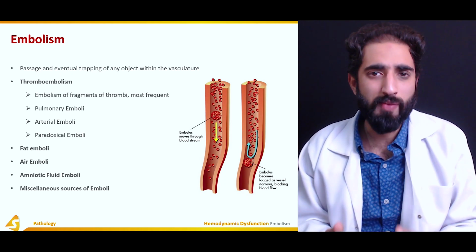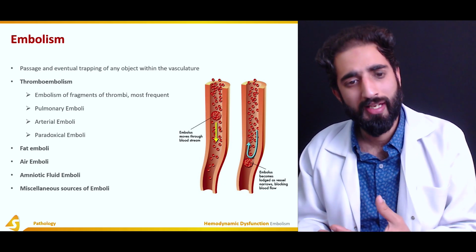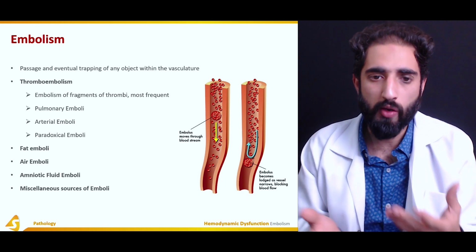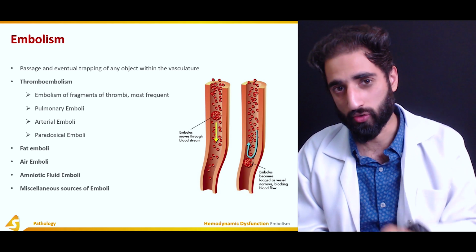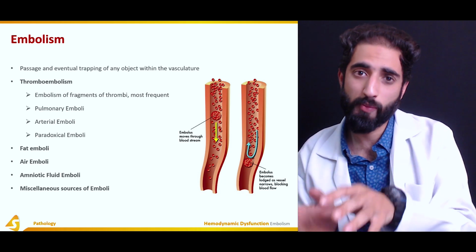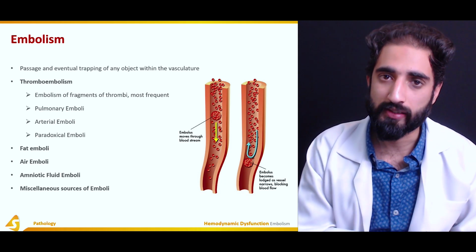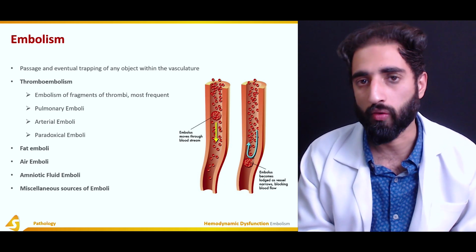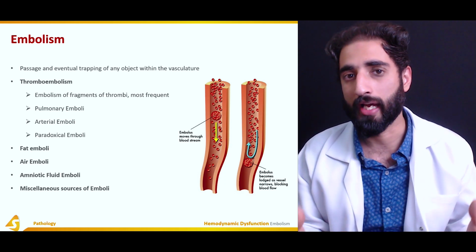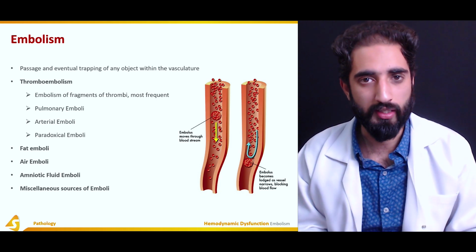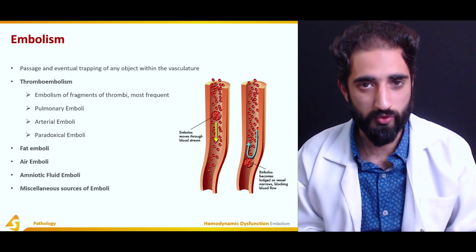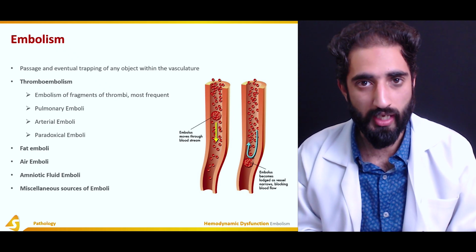So what is embolism? As we discussed in the previous lecture, this is actually the passage and eventual trapping of any object within the vasculature. So it is different from the thrombus. Thrombus actually stays at its site. It does not move along with the circulation and it is adhered to the endothelium. But embolism is actually a mobile part, and maybe according to some sources it may be more dangerous as well.